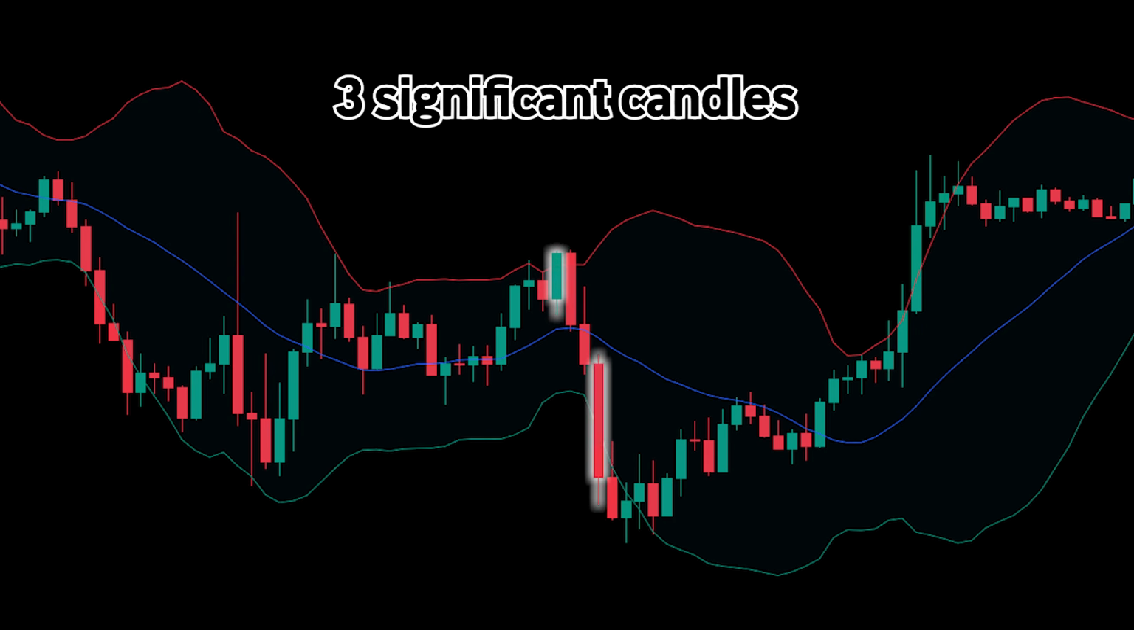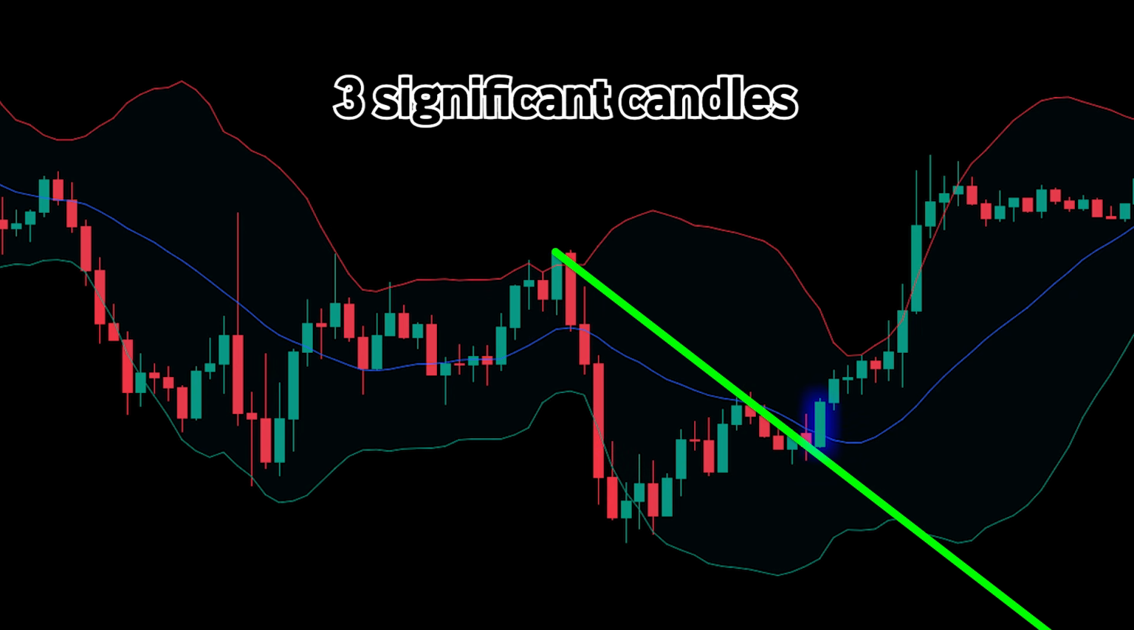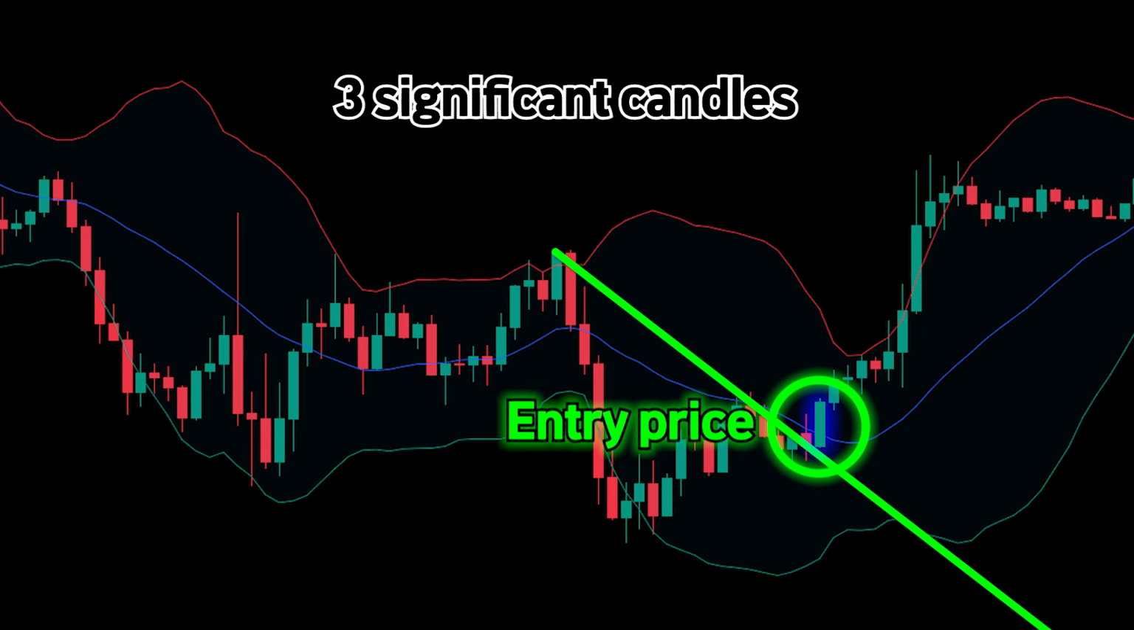Candle 2 is the subsequent candle that touches the lower Bollinger Band. Candle 3 is the candle after Candle 2 that touches the middle band and then turns back down. Connect Candle 1 and Candle 3 with a straight line. This becomes your trend line. When a candle breaks above this trend line, enter a long position after the candle closes.